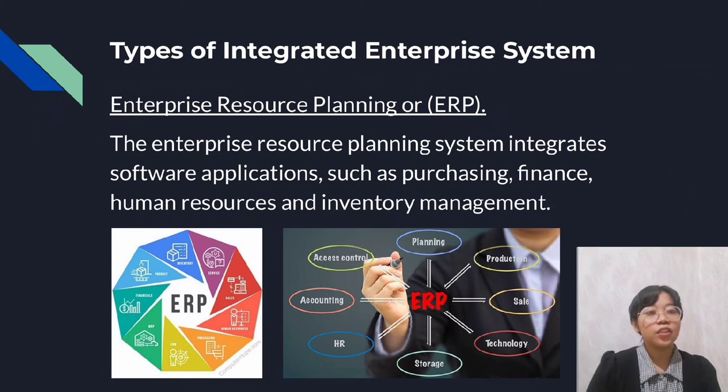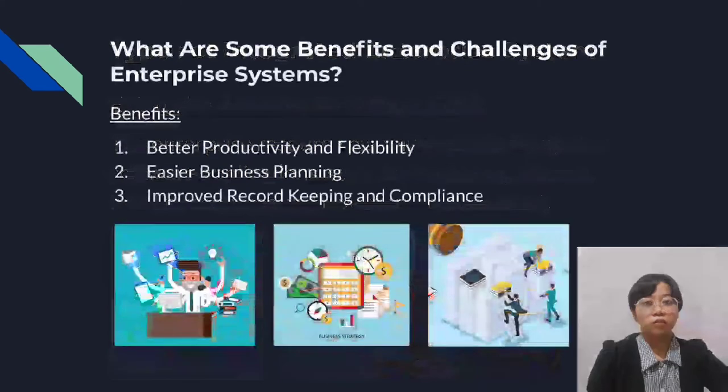The Enterprise Resource Planning system integrates software applications such as purchasing, finance, human resources, and inventory management. Within an ERP system, the integrated software modules such as sales, quality management, and accounts receivable communicate and share data. Each of these modules consists of multiple applications that execute end-to-end business processes.